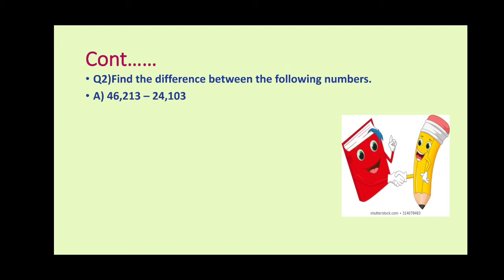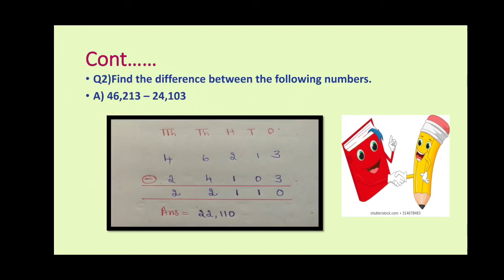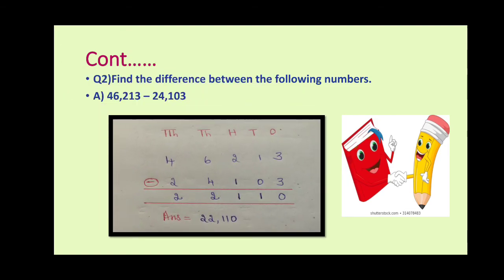Simple numbers, children. So directly you can arrange the numbers in the columns and do the subtraction. There is no borrowing also. Simple, like third standard subtraction. Write the place values with the half finger space, and then arrange: from 46,213, 24,103 should be subtracted. 46,213 is your minuend. 24,103 is your subtrahend. You do the difference.